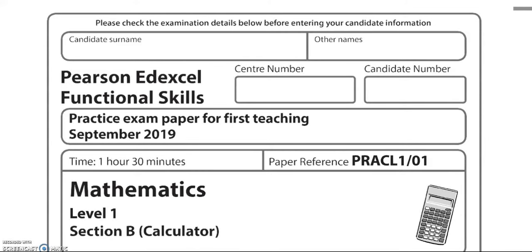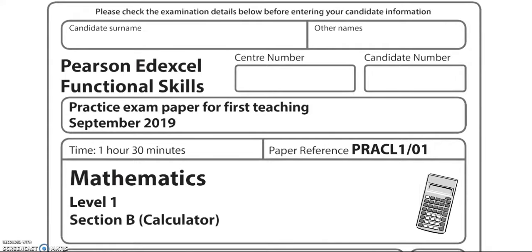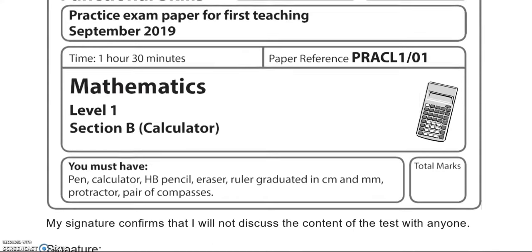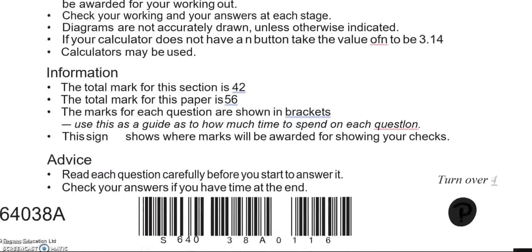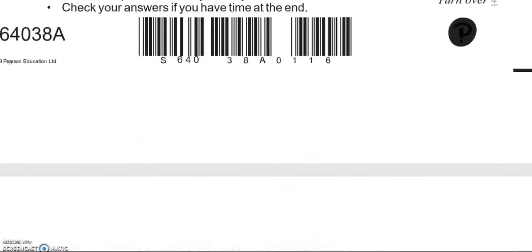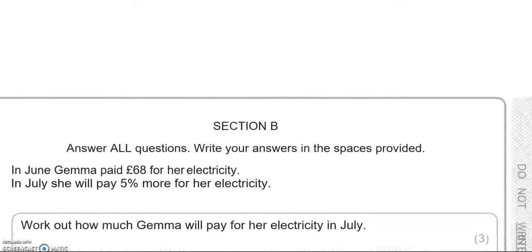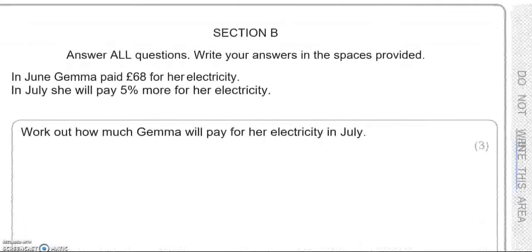This is the second part of a Level 1 Functional Skills Maths paper from Edexcel. You can use a calculator for this part, and there is a total of 42 marks for this part. Answer all questions, write your answers in the spaces provided.